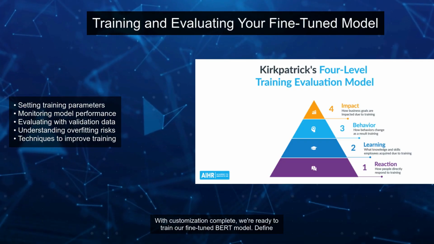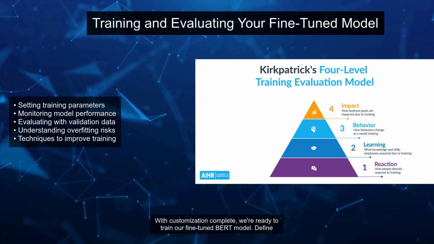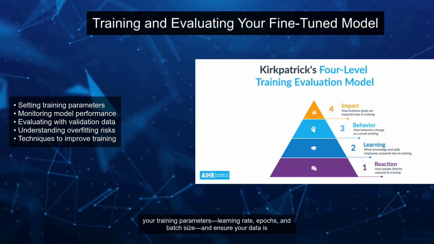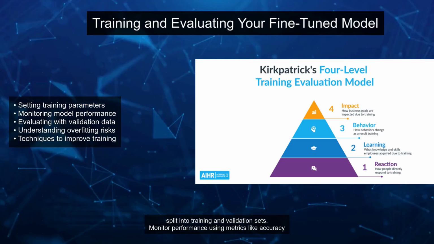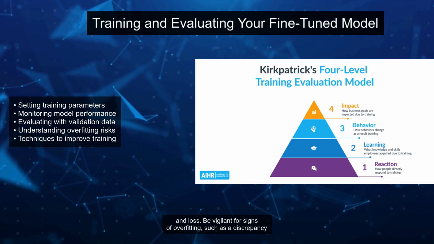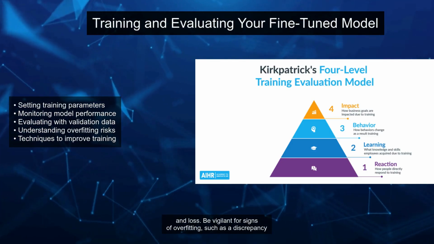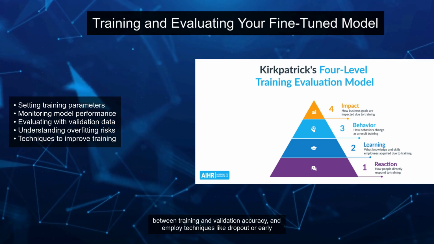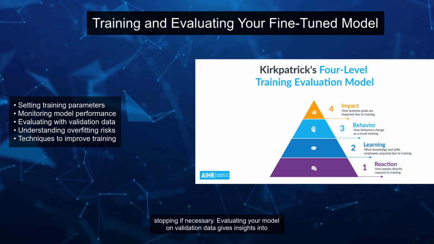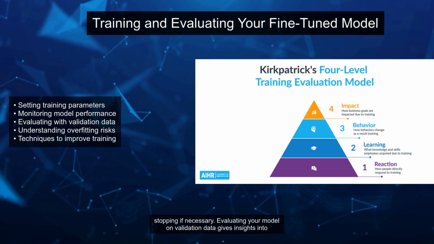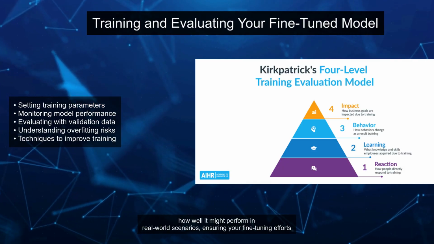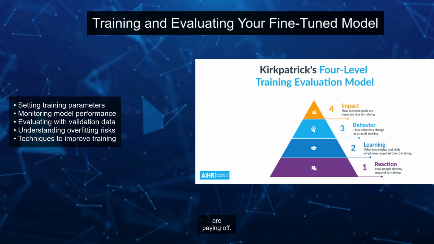With customization complete, we're ready to train our fine-tuned BERT model. Define your training parameters: learning rate, epochs, and batch size, and ensure your data is split into training and validation sets. Monitor performance using metrics like accuracy and loss. Be vigilant for signs of overfitting, such as a discrepancy between training and validation accuracy, and employ techniques like dropout or early stopping if necessary. Evaluating your model on validation data gives insights into how well it might perform in real-world scenarios, ensuring your fine-tuning efforts are paying off.